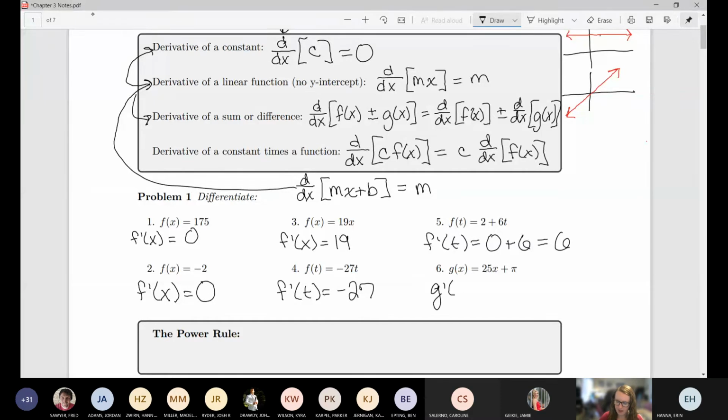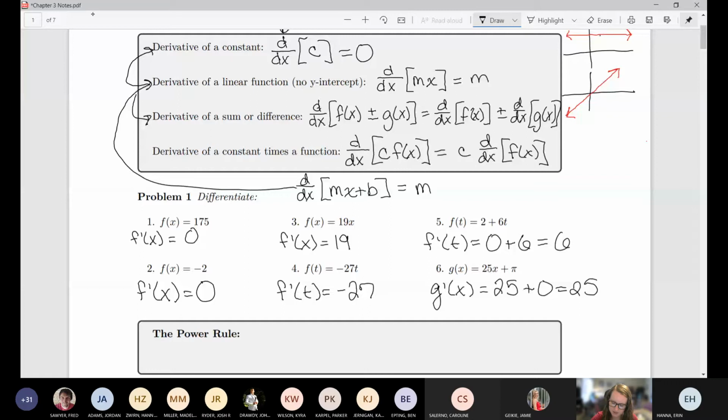This last one has a tiny trick to it. So we would have to, again, split this up into 2 pieces. What's the derivative of 25x? That's just 25. And then we have to add that to the derivative of pi. What's the derivative of pi? Pi is a number, so that's just 0. There was no variable attached to it at all, so the derivative of a constant is 0.